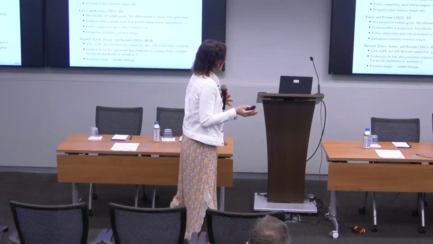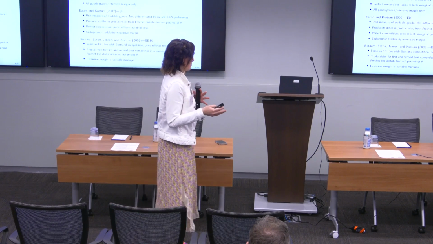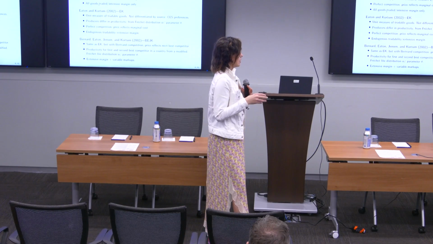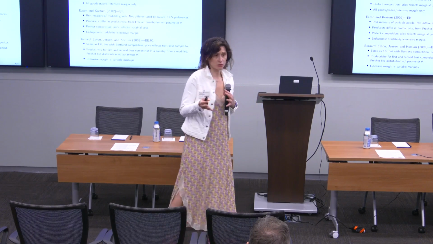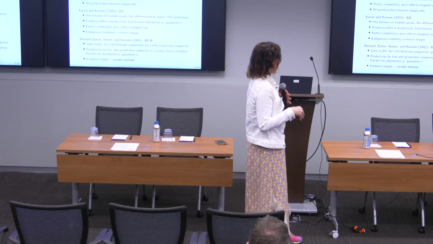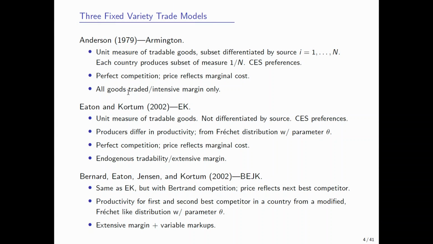And what's interesting about EK is that producers will differ according to their productivity with which they produce a good. This productivity is drawn from a Fréchet distribution where the shape parameter is theta, and that's going to be the trade elasticity in these models. This is again a perfect competition model where price reflects marginal cost of production and delivery, but there's endogenous tradability or extensive margin of trade. That is to say, while everybody's consuming the unit measure of goods, they're not necessarily purchasing those goods from the same source, right? Some of those goods are traded in equilibrium, some are non-traded in equilibrium.